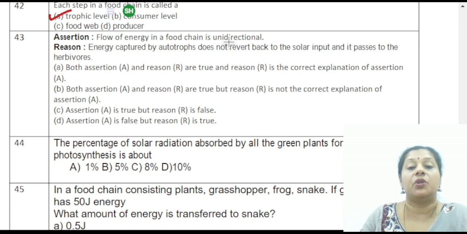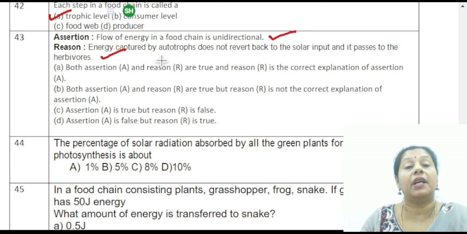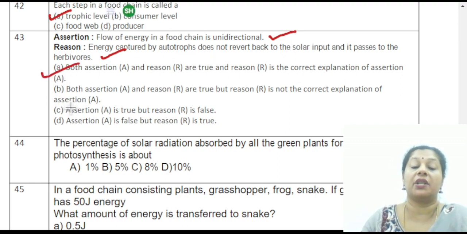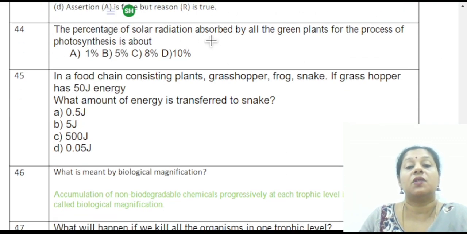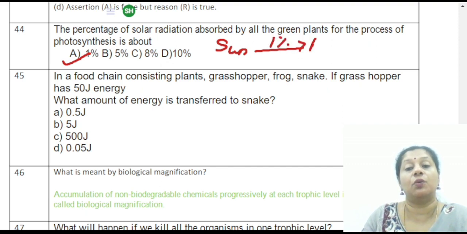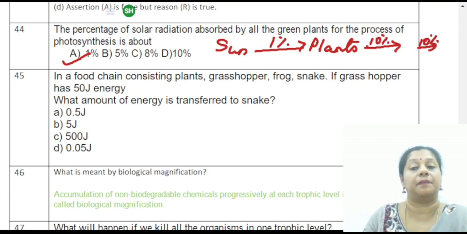Flow of energy in a food chain is unidirectional. Yes, it is true. Energy captured by autotrophs does not revert back to the solar input and it passes to the herbivore. That's why it is called a unidirectional flow of energy. So, both assertion and reason are correct and the reason is the correct explanation as well. The percentage of solar radiation absorbed by all the green plants for photosynthesis is only about 1%. So, from the sun only 1% comes to plants, and from plants to every next level only 10% will be available.